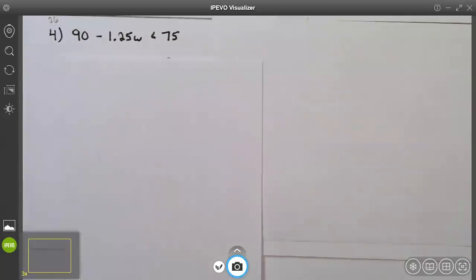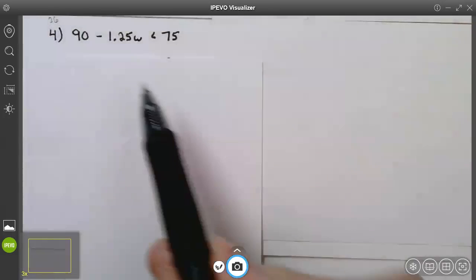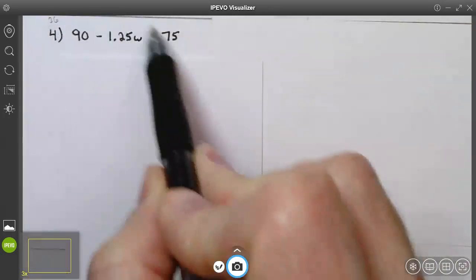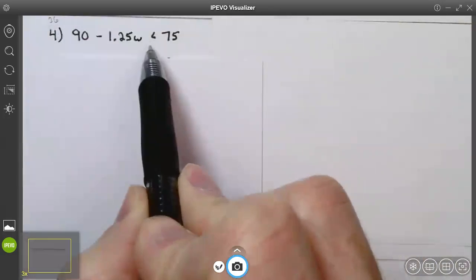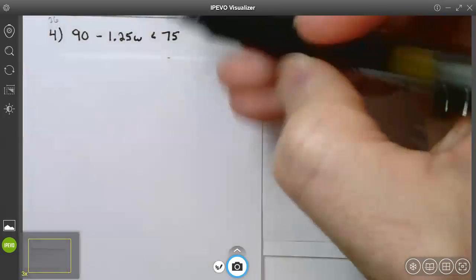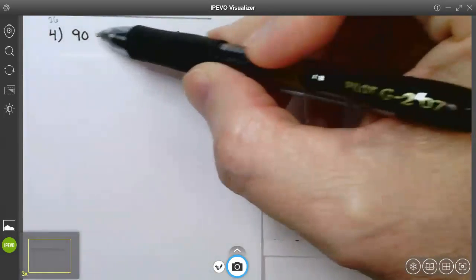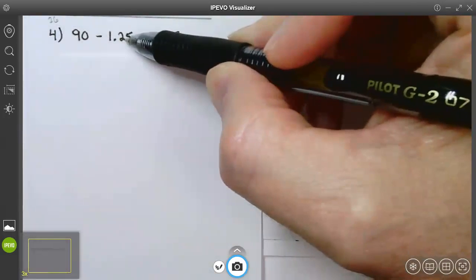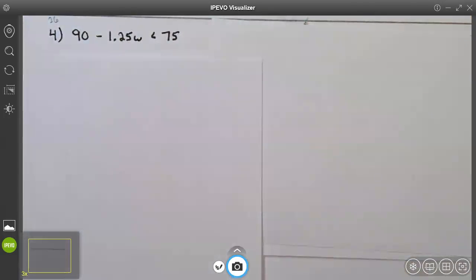Number 4 is a word problem. It says Keith's dog weighs 90 pounds. A healthy weight for his dog would be less than 75 pounds. If Keith's dog can lose an average of 1.25 pounds per week on a certain diet, after how long would the dog reach healthy weight? So healthy weight is the expression on the left side, and healthy weight is less than 75 pounds. And his healthy weight is the 90 pounds he is now minus 1.25 pounds per week. W, my variable, stands for how many weeks.